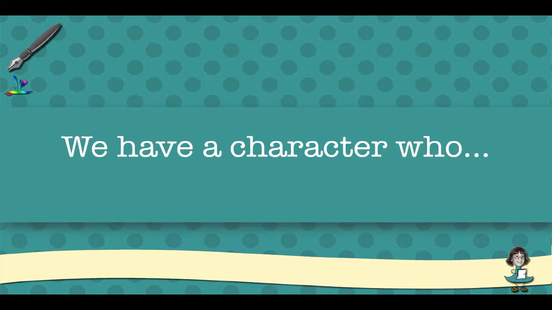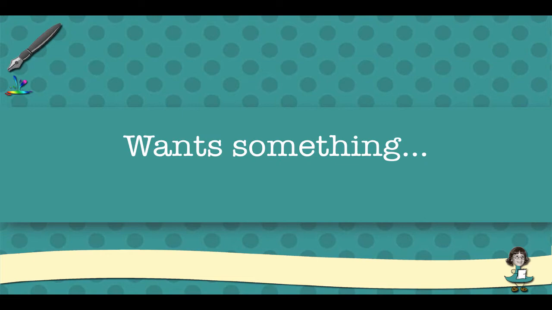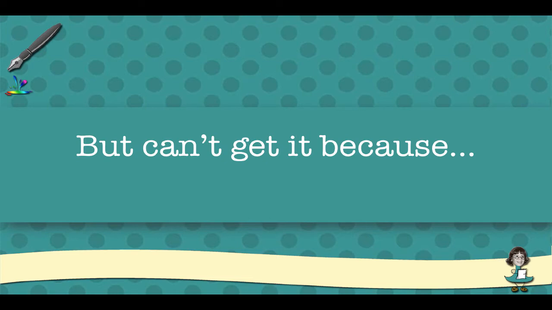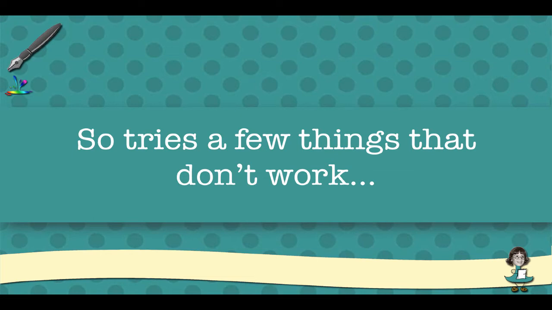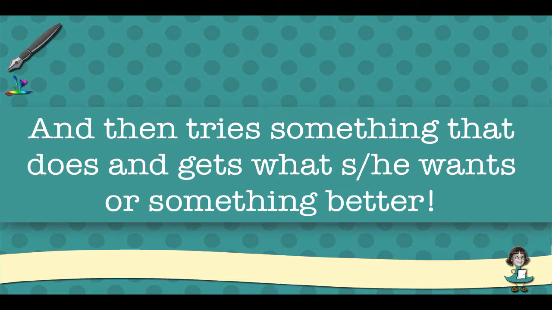So let's talk a little bit about the elements of the narrative picture book. So first off, we have a character. We have a main character who we're going to be able to identify, and that main character is one who wants something. So there's a problem or a goal involved. And the main character can't get it, for one reason or another. And then the character tries a few things that don't work to try to get what he or she wants or is working toward, and then tries something that does work and gets what he or she wants or gets something better. So that's really the whole structure in a nutshell.